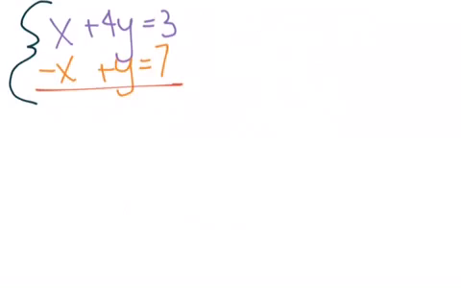So we're trying to eliminate and solve this way. We have x and a negative x. So immediately you know you're going to add these two together, because these two are going to cancel each other out. We have a positive 1, a negative 1 x, so they cancel each other out. Then we have 4y plus 1y. That's going to give us 5y.